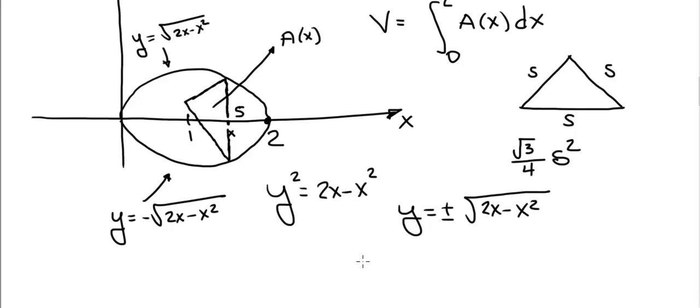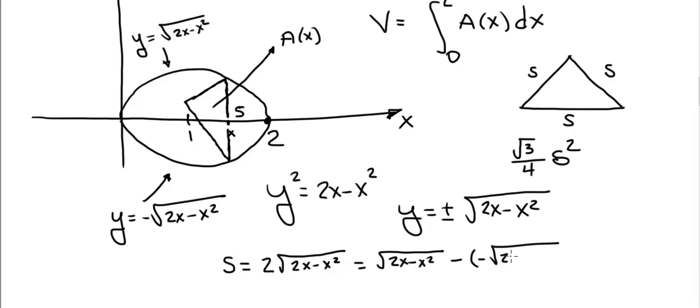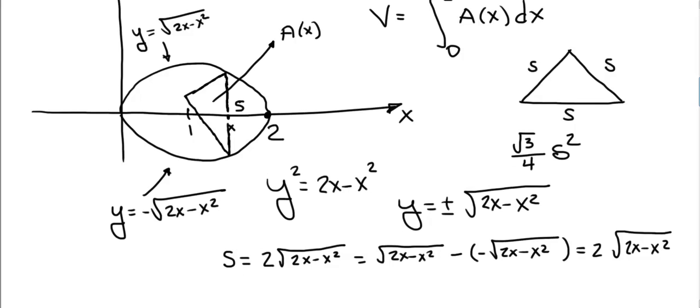So s could be expressed either as twice the distance from the x-axis to the upper semicircle, so that's twice the square root of 2x minus x squared, or it can be expressed as the upper semicircle, that is the square root of 2x minus x squared, minus the lower semicircle, which is minus the square root of 2x minus x squared, and of course that also gives us twice the square root of 2x minus x squared. And that's the length of a side as a function of x.